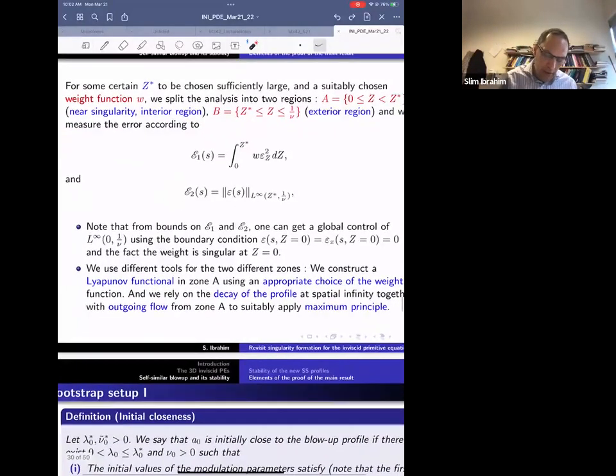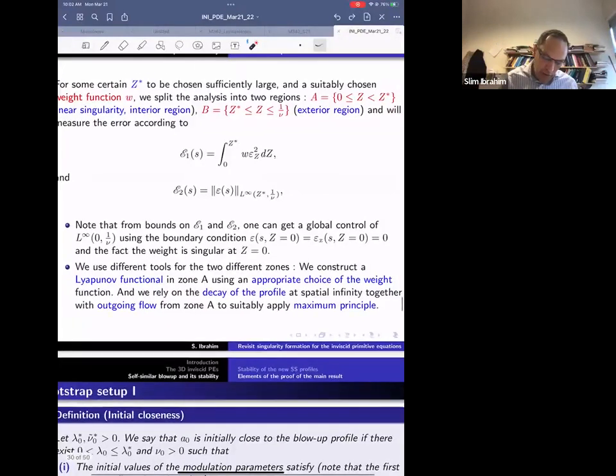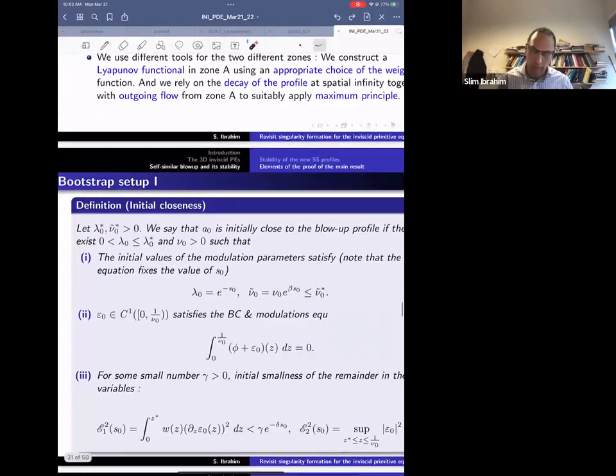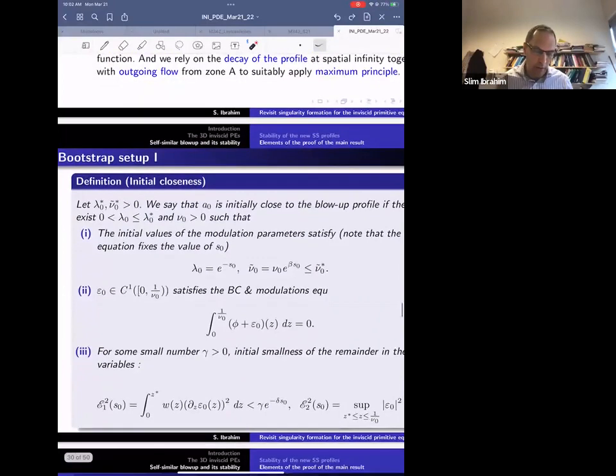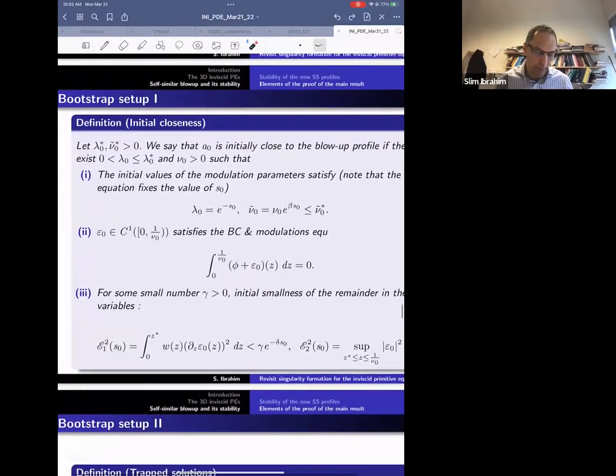In the interior region, we will construct a Lyapunov functional by suitably choosing the weight W. In the exterior region, we will apply a maximum principle, and we will use the decay of the profile as well as the property of the flow that is outgoing. The flow is going from region A to region B. It's not going backward. It's going from the bottom to the top, if you think of z as the vertical variable.